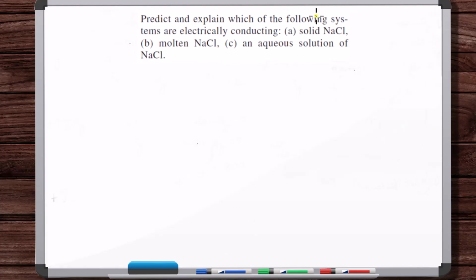Predict and explain which of the following systems are electrically conducting. Okay? Solid NaCl, molten NaCl, and an aqueous solution of NaCl.